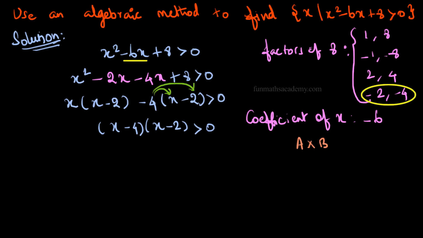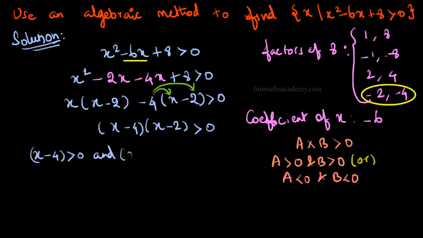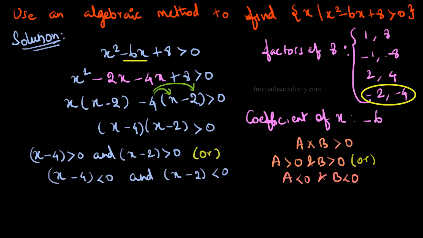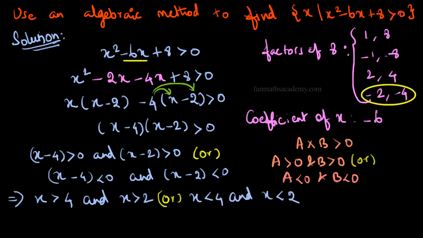Now tell me, when will the product of two numbers be greater than 0? Either when both are greater than 0 or when both the terms are less than 0, right? The same case applies here. The two factors should be either greater than 0 or they should be less than 0. So now we get either x is greater than 4 and x is greater than 2, or x is less than 4 and x is less than 2.